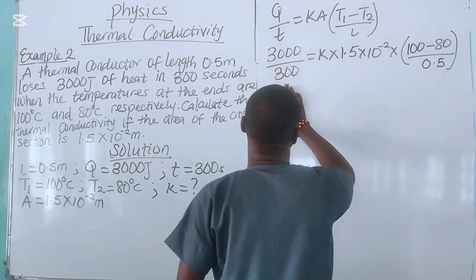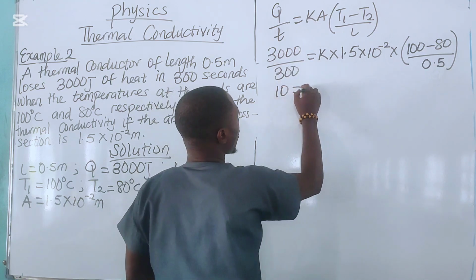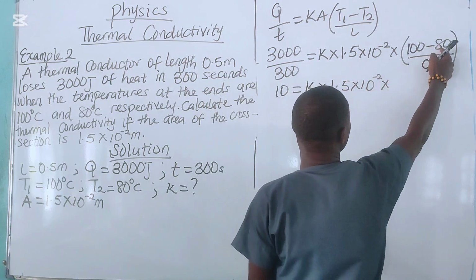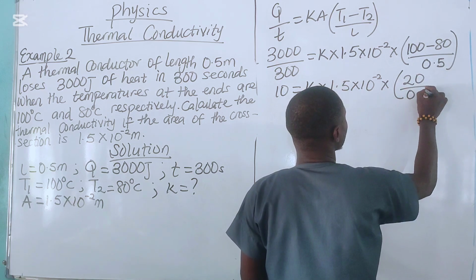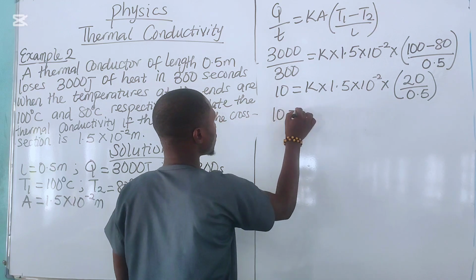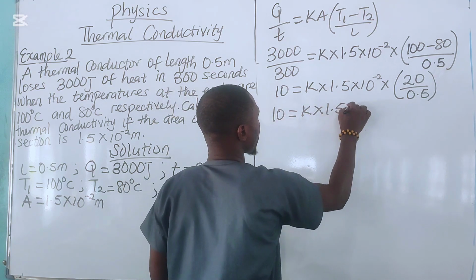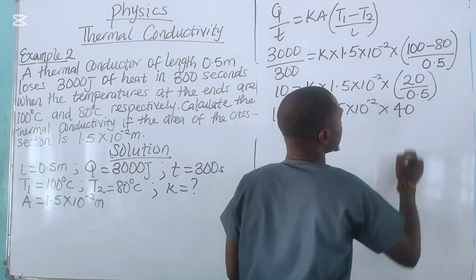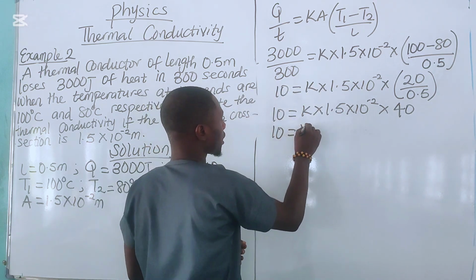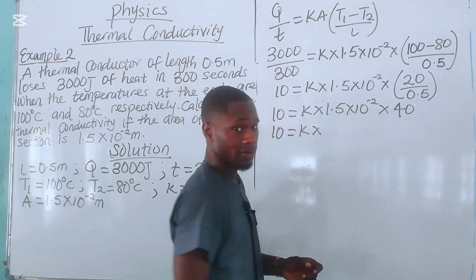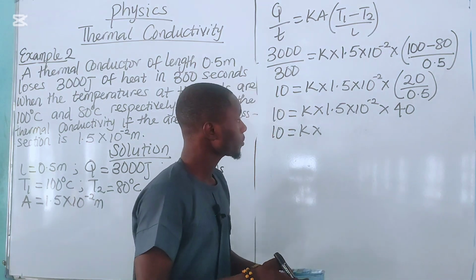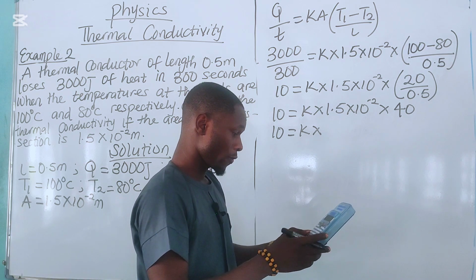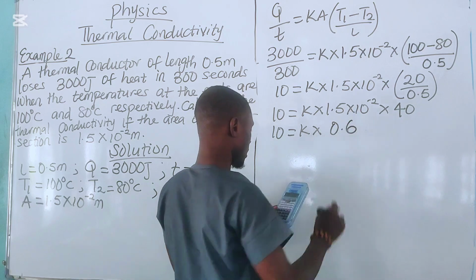Okay, so we have 3,000 divided by 300. That gives us 10 equal to K times 1.5 times 10 power minus 2 times 100 minus 80, that is 20, divided by 0.5. Okay, so we have 10 equal to K times 1.5 times 10 power minus 2 times 20 divided by 0.5, that is 40. All right, so we have 10 equal to K times 1.5 times 10 power minus 2 times 40. So I will use my calculator to evaluate that. So I have 1.5 exponential minus 2 times 40. So that gives me 0.6.